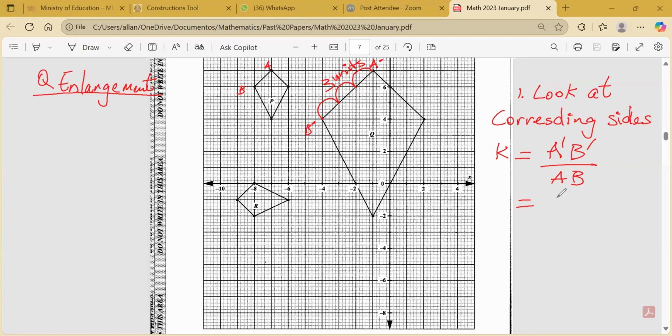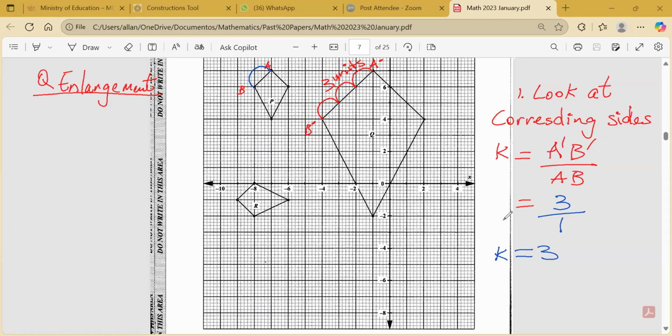So let's write our 3. How many triangles from A to B? 1. So our scale factor K is 3. So the big triangle is 3 times the size of the smaller one. Everybody okay with that?